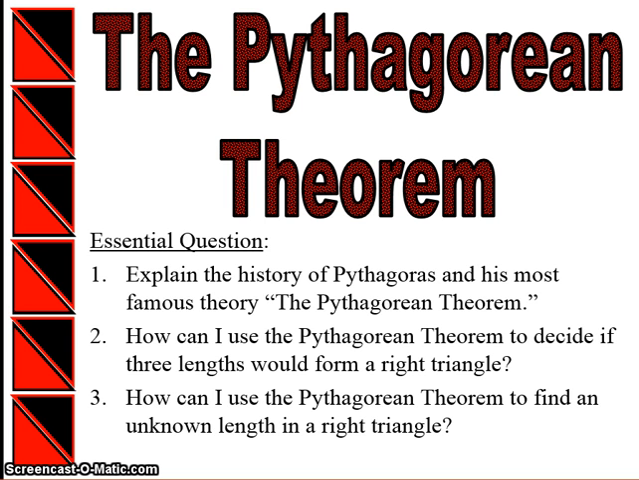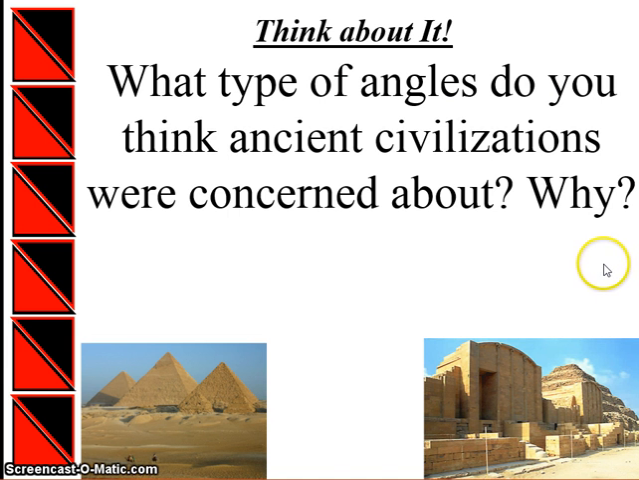Our second essential question is, how can I use the Pythagorean theorem to decide if 3 lengths would form a right triangle? This is one use of the Pythagorean theorem. And the second is, how can I use the Pythagorean theorem to find an unknown length in a right triangle? And this is the second purpose of the Pythagorean theorem.